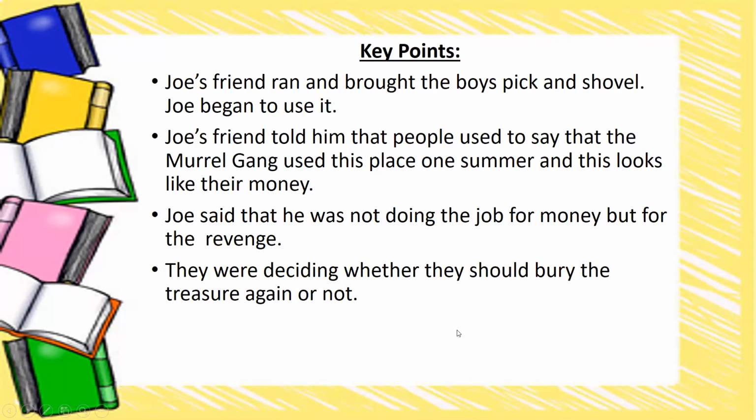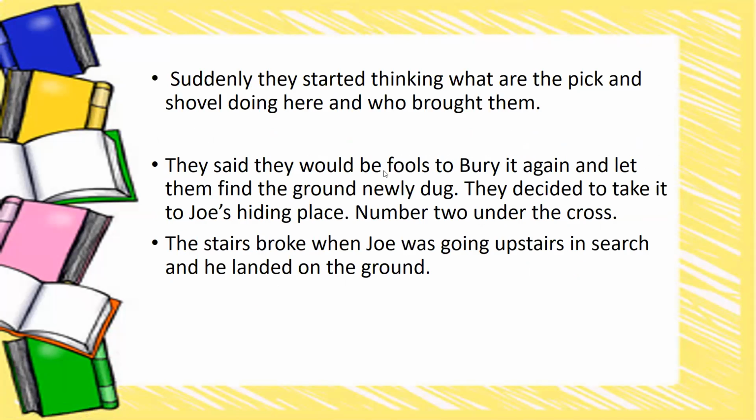They were deciding whether they should bury the treasure again or not. Suddenly they started thinking, what are the pick and shovel doing here and who brought them? They said they would be fools to bury it again and let them find the ground newly dug. They decided to take it to Joe's hiding place, and it was number 2 under the cross. At first, they decided to bury it there in the haunted house, but then they were so suspicious to find those tools there. So they decided to take that treasure with them and hide it in Joe's hiding place, that was number 2 under the cross.